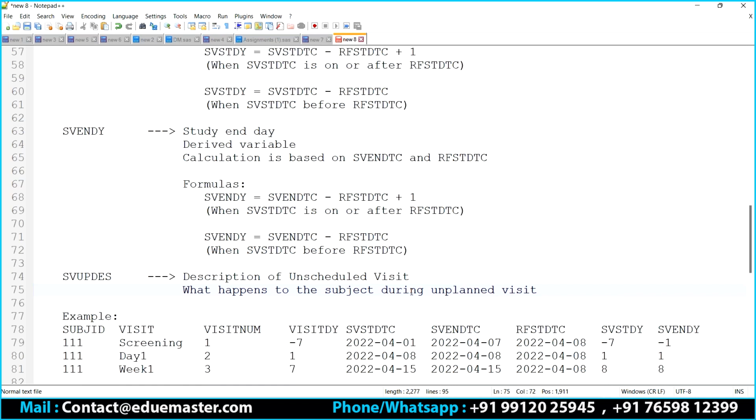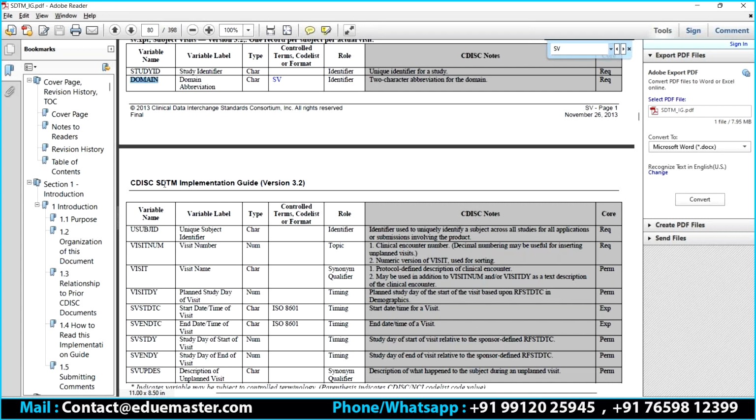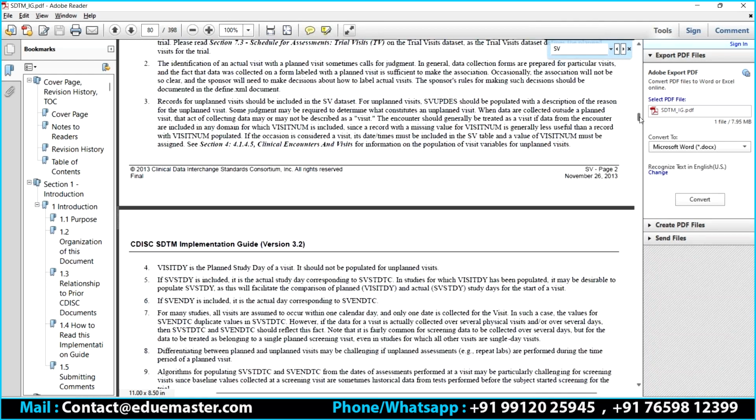All right. This is all about all the variables which are part of your domain. You can see subject ID is there, domain is there, unique subject identifier, visit number directly coming from the protocol, visit, which is nothing but the name of the visit, visit day, we are going to calculate this particular one. So generally, this is going to be based on your treatment start date in the demographics domain. And then we are going to have start date and time of the visit, end date and time of the visit, study day of the visit, study end day of the visit, and description of your unplanned visit. Correct?